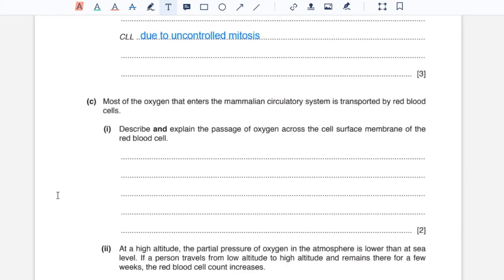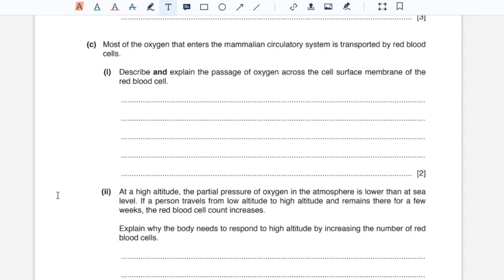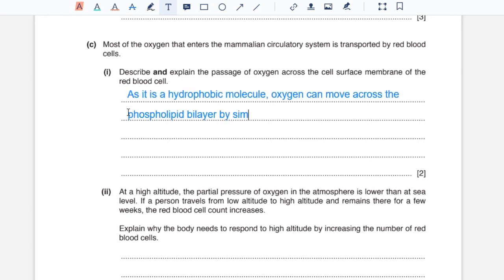C. Most of the oxygen that enters the mammalian circulatory system is transported by red blood cells. 1. Describe and explain the passage of oxygen across the cell surface membrane of the red blood cell. So, because the oxygen molecule is a hydrophobic molecule, it can pass through the hydrophobic interior of the cell surface membrane by simple diffusion.